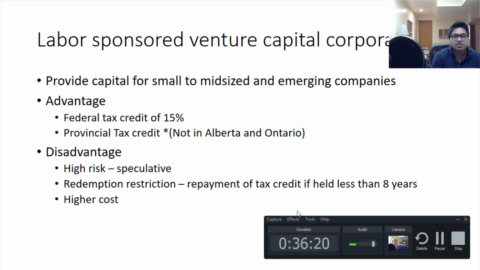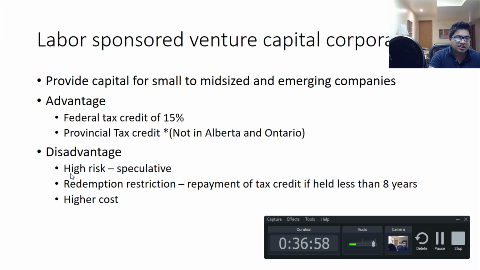Next is labor sponsored venture capital corporations. These are structured to provide capital for small to mid-size and emerging companies, and these are structured by labor organizations as well as labor unions of provinces. An advantage is, if you invest in a labor sponsored venture capital corporation, you get a federal tax credit of 15%. Along with that, in most of the provinces you also get a provincial tax credit. I'm in Alberta, so it is not there in Alberta as well as it is not there in Ontario.